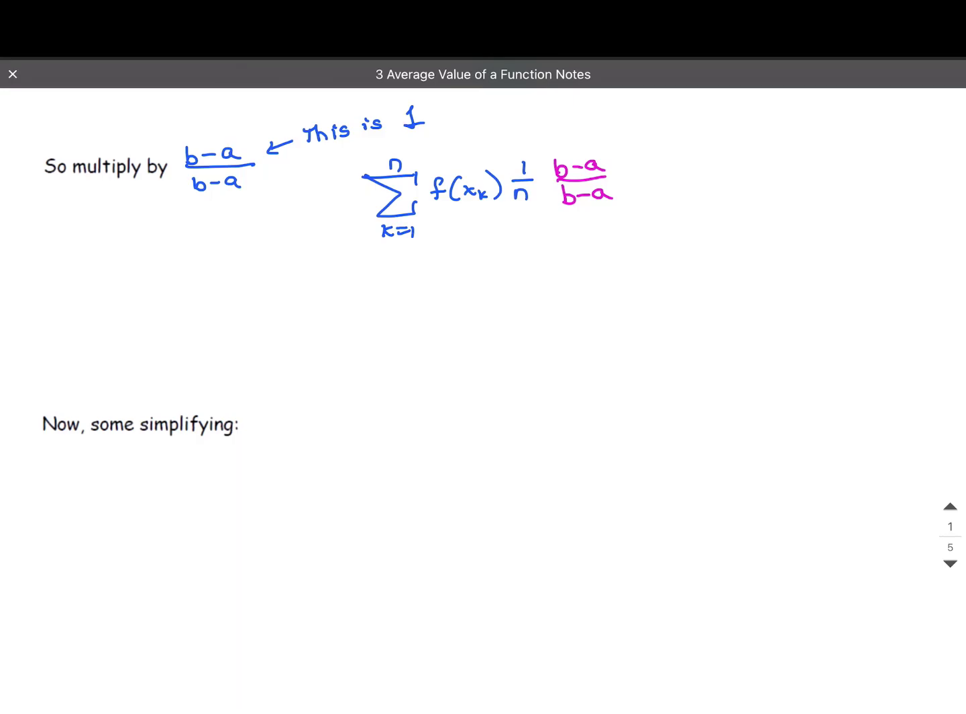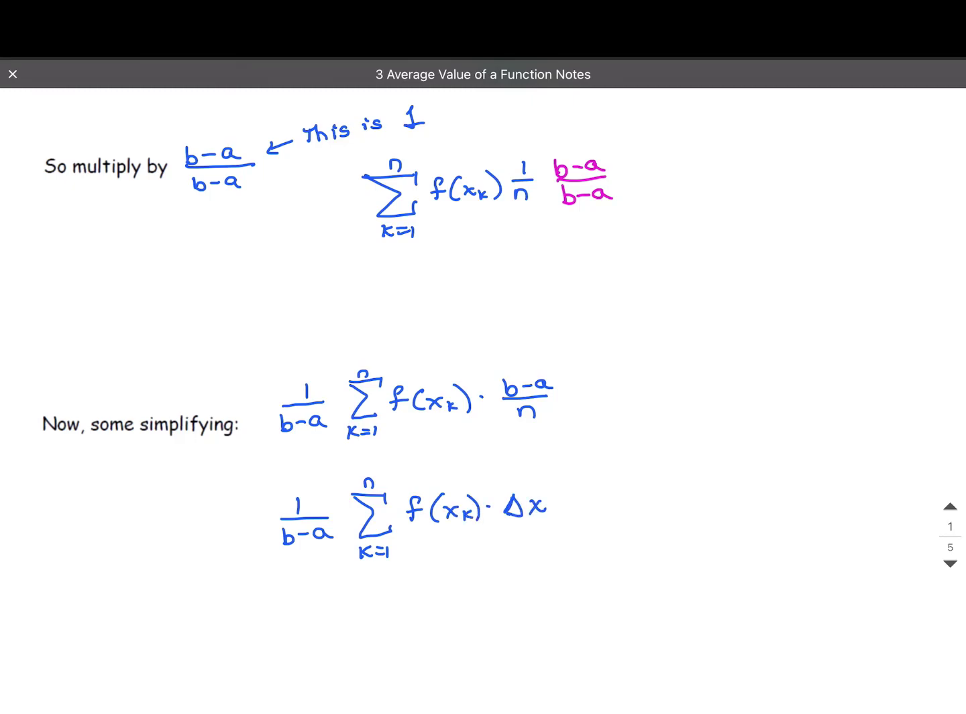Now that b minus a is really not affected by the summation because k is changing from 1 to n, so I can factor the 1 over b minus a out of the summation and leave that as k goes from 1 to n of f of x sub k times b minus a all over n. And then that's the same as 1 over b minus a times the summation as k goes from 1 to n of f of x sub k, but that b minus a over n is just our delta x.